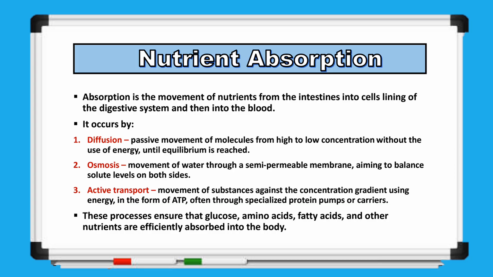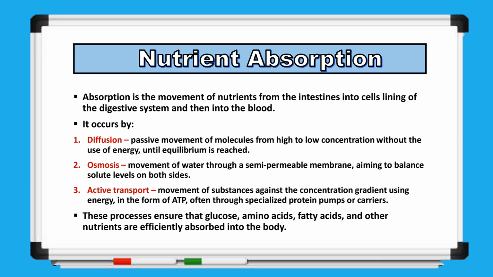Second, by osmosis. This is specifically the movement of water across a semi-permeable membrane, with the goal of balancing solute concentrations on both sides. Third, by active transport. This is different because it moves substances against the concentration gradient, from low concentration to high concentration. To do this, it requires energy in the form of ATP, and it often relies on specialized protein pumps or carrier proteins in the cell membrane.